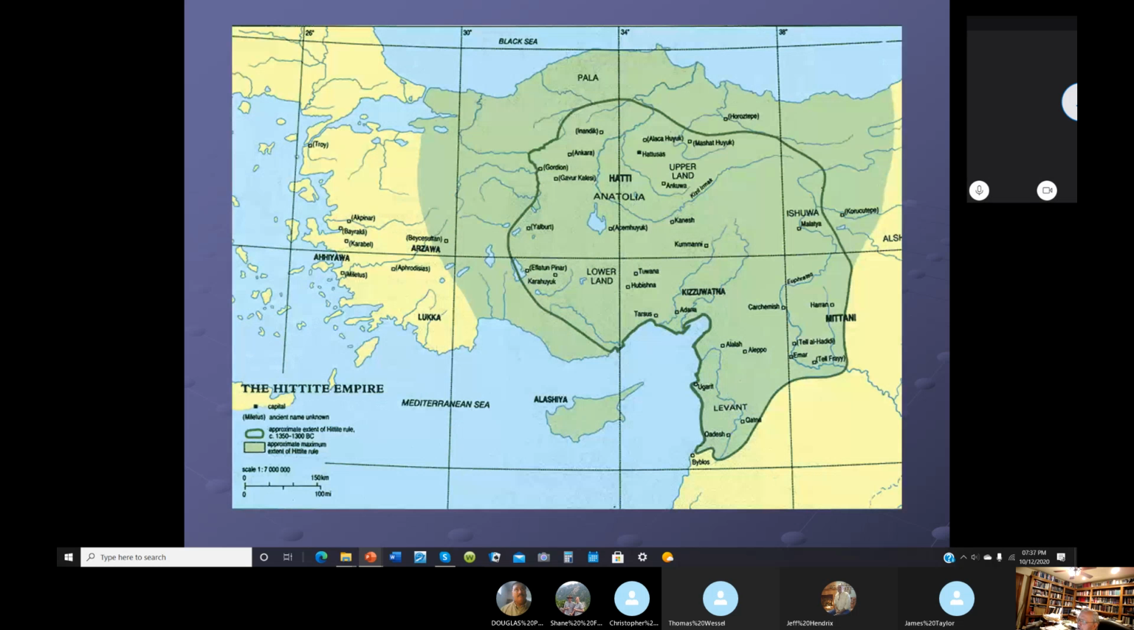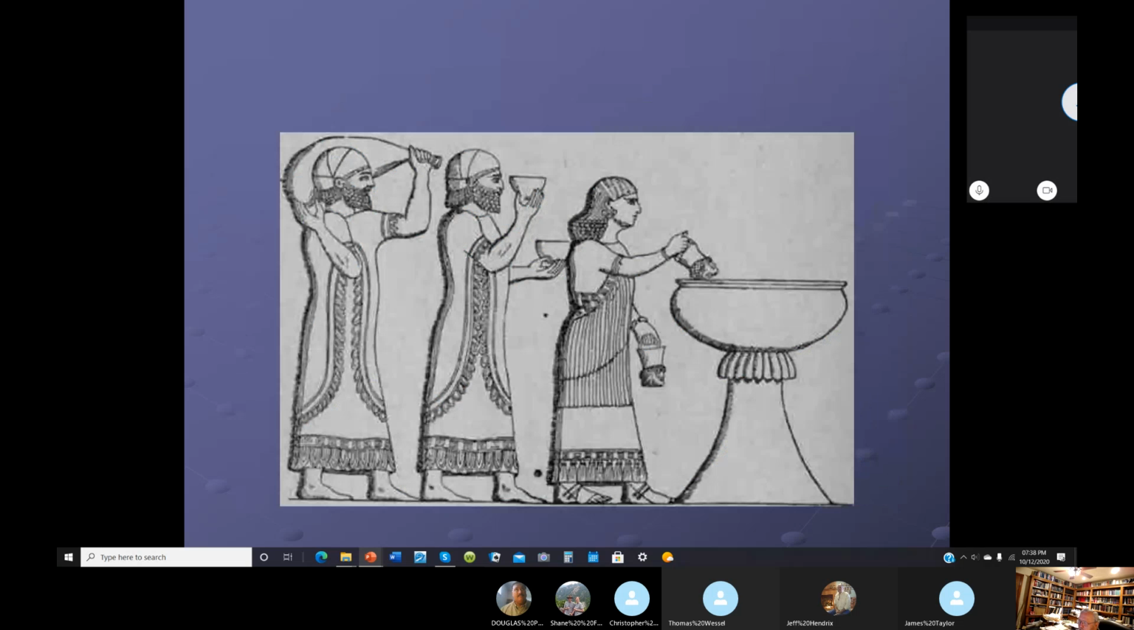Here's the Anatolia. And so right here's part of their empire, another time of the Hittite Empire, 1350 to 1300 BC. This would be getting pretty close to the time of King David, isn't it? Pretty close to that time. A little bit before, but it's getting close to the time of that.